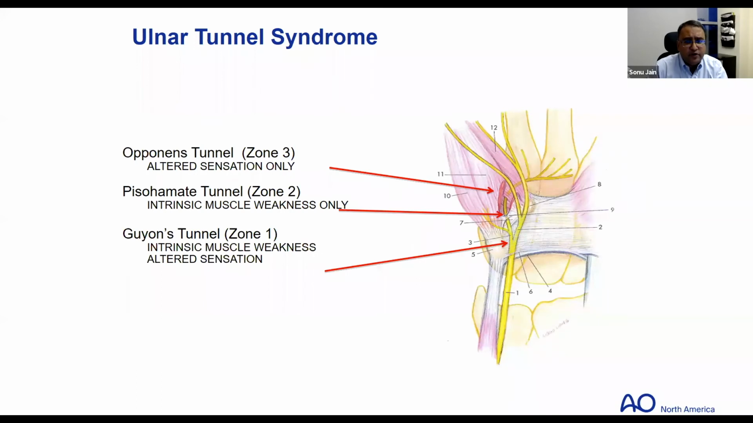So then there's ulnar tunnel syndrome, which is your ulnar nerve compression in Guyon's canal at the wrist. And so there's three different zones of the ulnar nerve. Zone 1 has both the motor and the sensory portion, a mixed portion. You have zone 2, which is primarily motor, and zone 3, which is sensory. And so you'll get altered sensation and weakness in zone 1, only muscle weakness in zone 2, and just altered sensation in zone 3. That makes sense because of the type of nerve that's there. You want to know that Guyon's tunnel runs from the pisiform to the hook of the hamate.